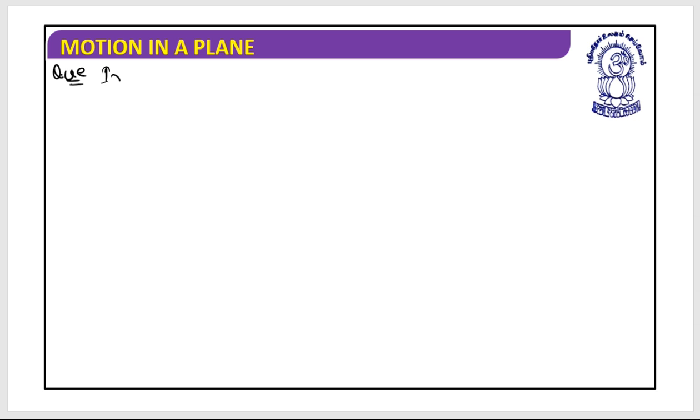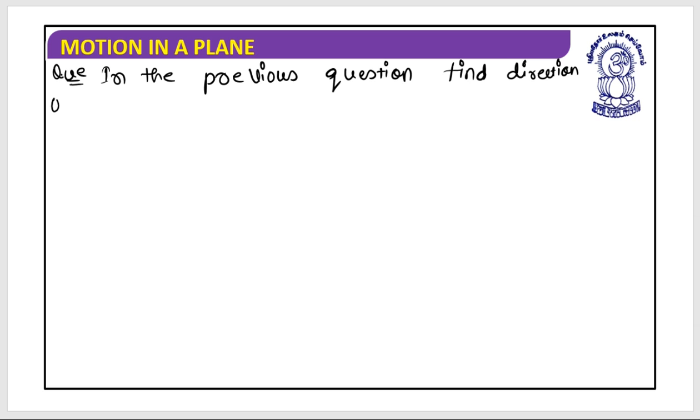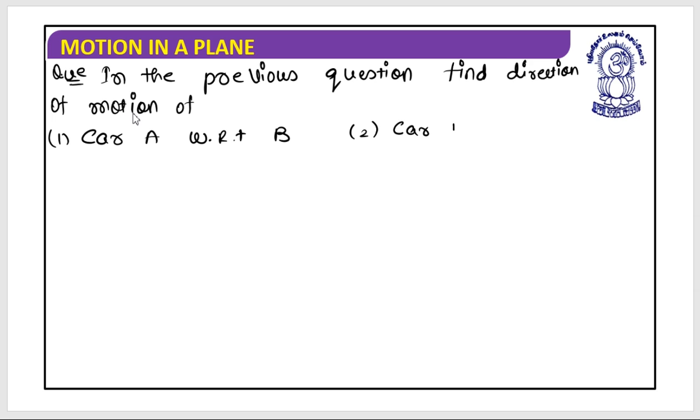In the previous question, find the direction of motion of first car A with respect to B, and second car B with respect to car A. Yes, these two are required, car A with respect to B and car B with respect to A. These two situations are required.